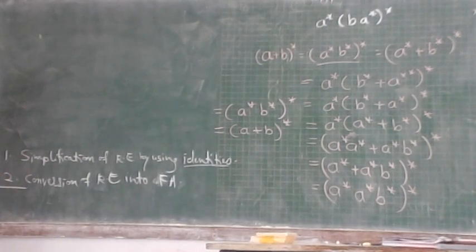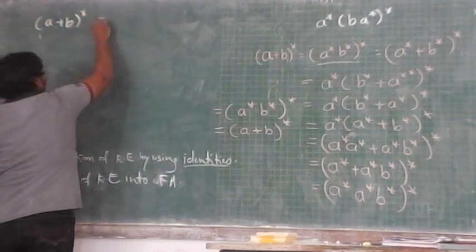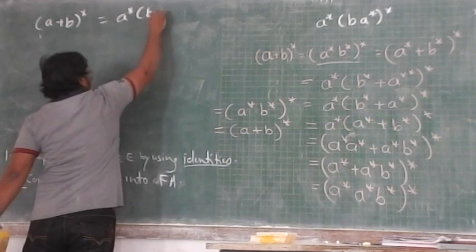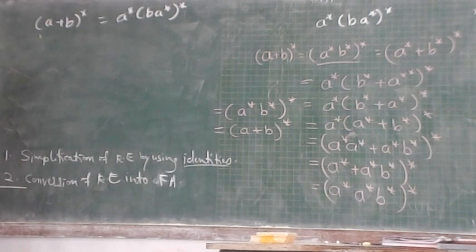So what you need to do? Our expressions are (a plus b) whole star, equal to a star (b a star) whole star. See, we are looking at proving the equivalence of these two regular expressions by using the second method, that is conversion of regular expression into finite automata. In that case, just go on representing the two individual regular expressions as finite automata.